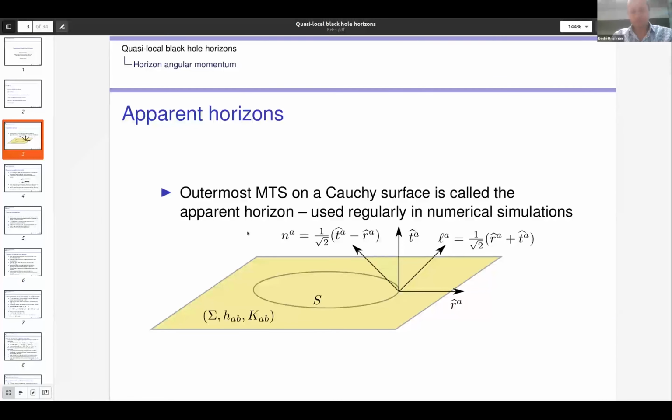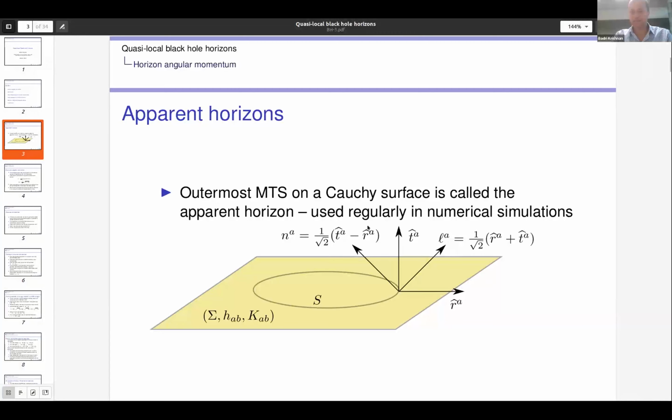So the framework is in numerical relativity. Typically, you have a given spatial slice. So this is a time equals constant surface in your simulation. And on this surface, you have the extrinsic curvature that is referred to here as K, and you have the 3-metric on this spatial slice that is referred to here as h. And if you have any surface here like S, you can define these null normals to this surface using these definitions here.